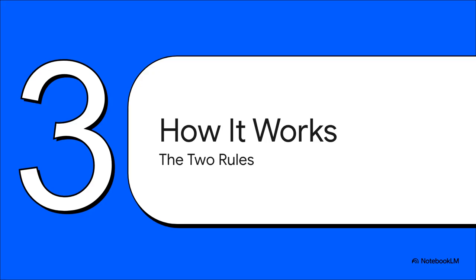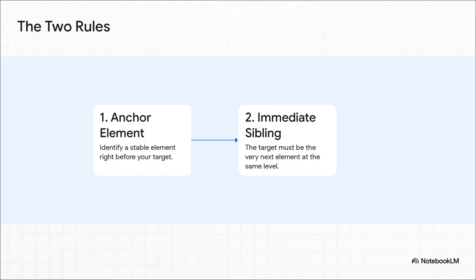Well, there are just two simple, absolutely non-negotiable rules you need to follow to make it work perfectly every single time. First, you need what I call an anchor. This is a stable element sitting right before your target, something with attributes you can actually count on, like a static value. Then, second, your target element must be the very next one in the code, at the exact same level. Not two steps down, not tucked inside something else, but the immediate next sibling.